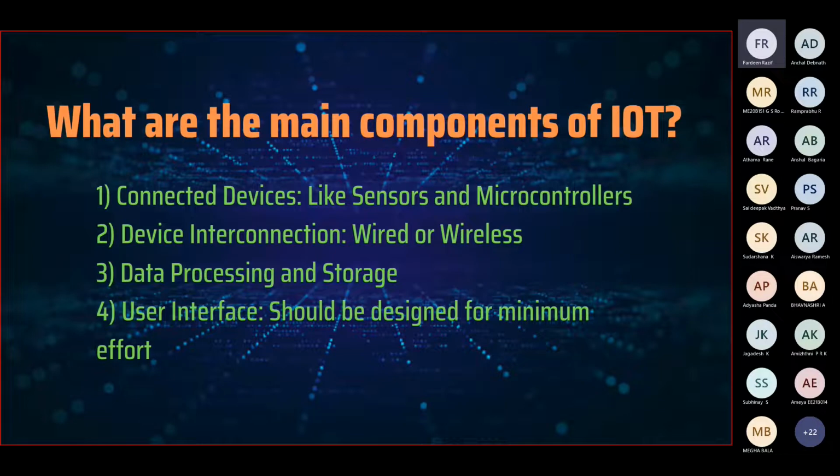The last part in IoT is the user interface. While designing the UI for any IoT system, the main aim should be minimum effort for the user. It should be easy to understand so that the user has an incentive to use it again and again. So these are the main points which I wanted to talk about regarding IoT. I hope you guys were able to follow along with me. If you have any doubts, you can put them in the chat.